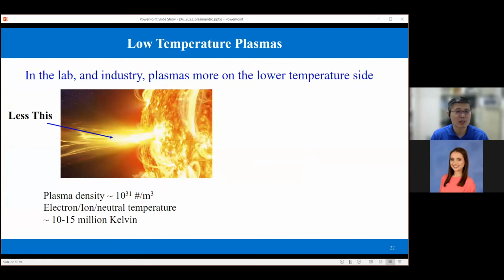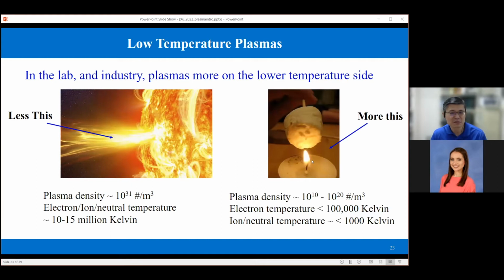Now let's talk about low temperature plasmas, probably the more useful side, at least for most things. It's less like the sun, which has very high densities of 10 to the 31st particles per cubic meter and tens of millions of Kelvin, and more like this: lower densities and lower temperatures. In particular, it tends to have a large temperature difference between the electron temperature and the ion, neutral, or heavy particle temperatures, because we really want the energetic electrons to do stuff for us.